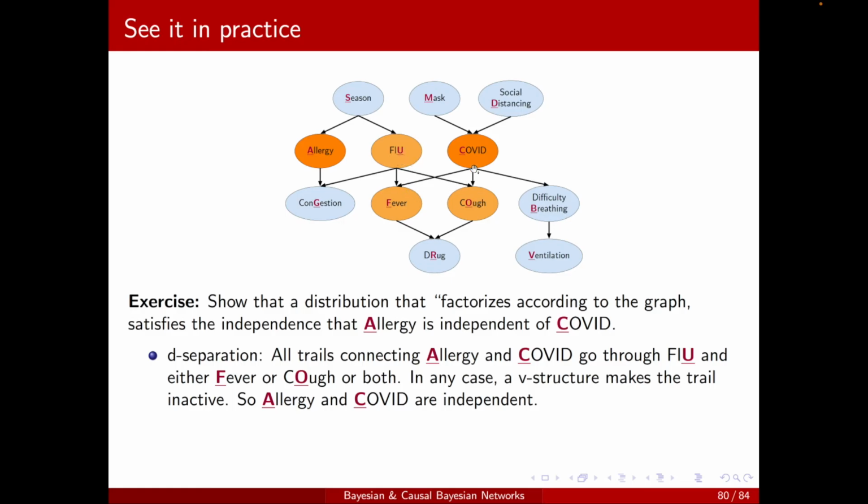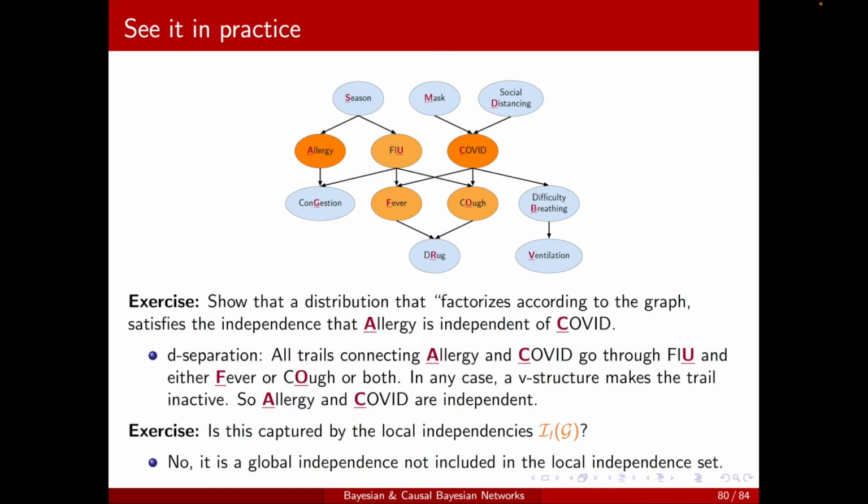But then you see that both of them are a V structure, okay? And none of these nodes are observed, so it's just blocked. So both of them are blocked because neither these nodes nor their descendants are observed. So basically all the trails between allergy and COVID are inactive, and therefore the two are independent. Okay, so that's the easy way to show this.